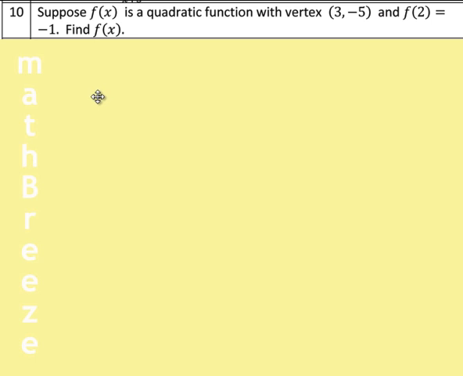Okay, let's look at number 10. It says f of x is a quadratic function with this vertex. And we want to find f of x. Okay, so let's write our quadratic function as follows. a, and we're using the vertex, x minus 3 squared plus minus 5, or I'd rather just write minus 5.